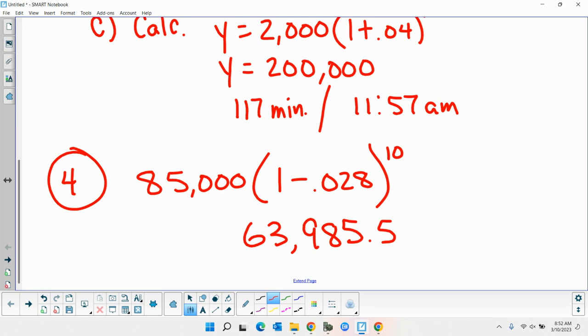Questions? So again, this is using the formulas, right? All right, number 5, we got our compound interest formula.